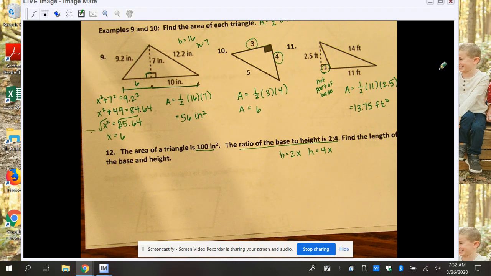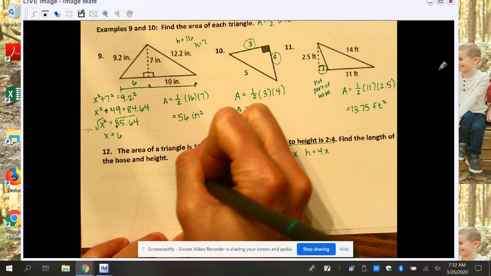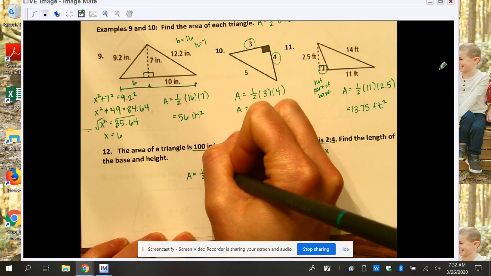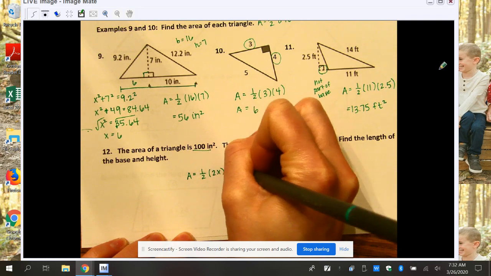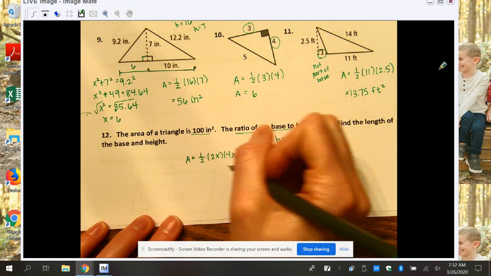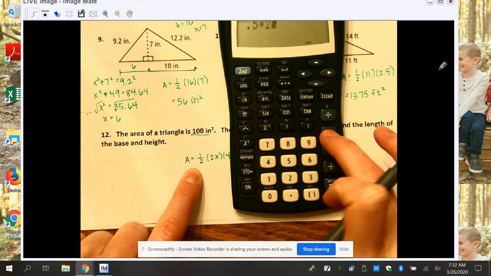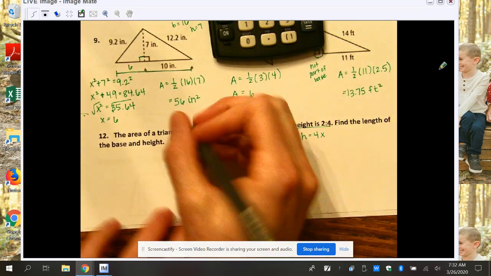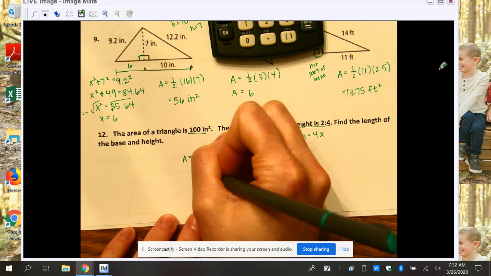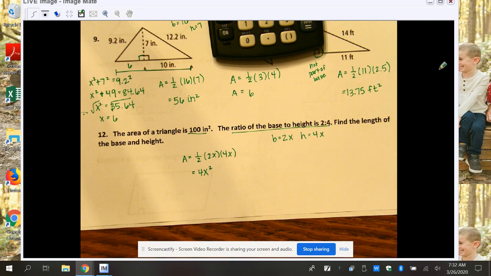And so what we're going to do now is the same thing. We need to figure out what that scale factor is. And that will help us find the base and the height. So if the area is 1/2 times the base times the height, then if we multiply just our coefficients together, 1/2 times 2 times 4 is going to be 4. And here we have to be careful with our x's. So if we have x times x, that's going to give us x squared. And then we know our area is 100.